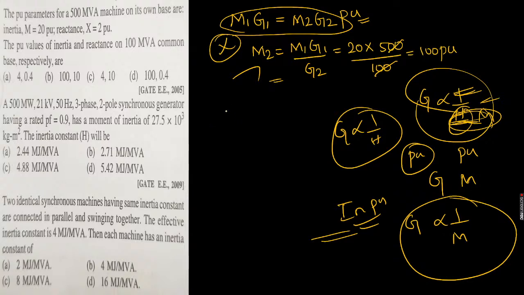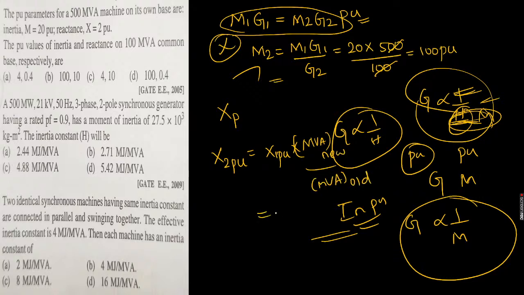When we are calculating reactance X, what is the relation between X and the MVA rating, the MVA base? So we know X per unit new. I can say X2 per unit new value equals X1 per unit old into MVA new over MVA old. That is the formula for per unit calculation of power system. That you know, I hope.